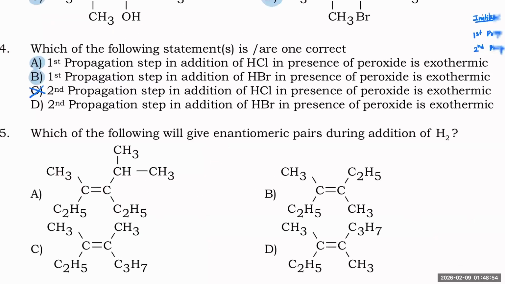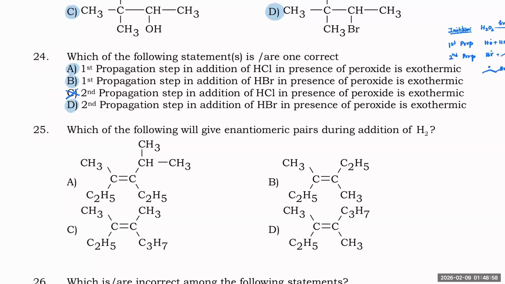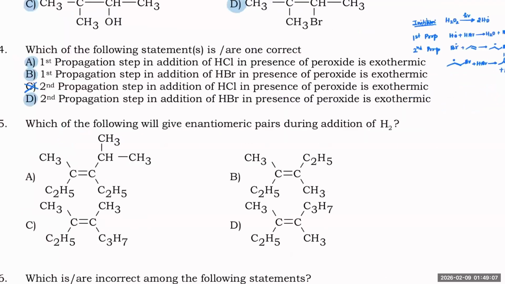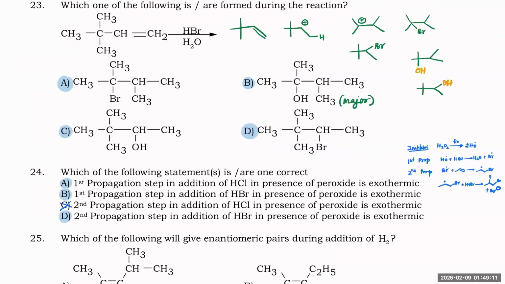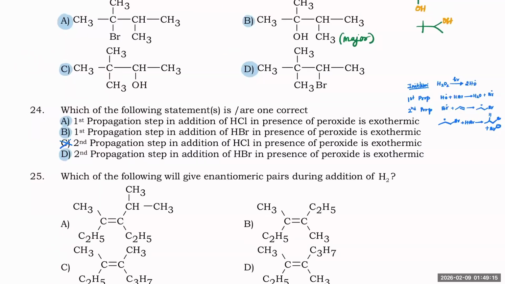Second propagation in HBr is exothermic and precisely correct, because it is exothermic we say bromine is more selective and can make a better reaction than chlorine. So anti-Markovnikov is only observed in HBr and not in HCl. Okay, clear everyone? Please tell me any doubt up to this part. These are the next 7 questions which we discussed.